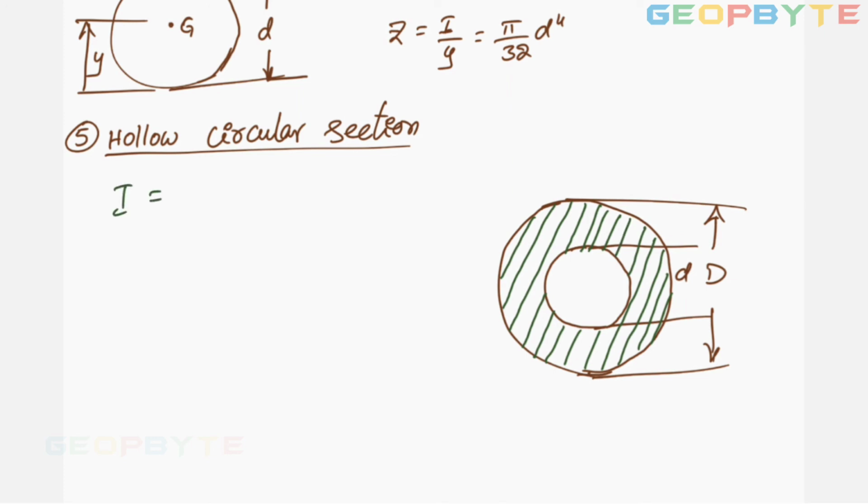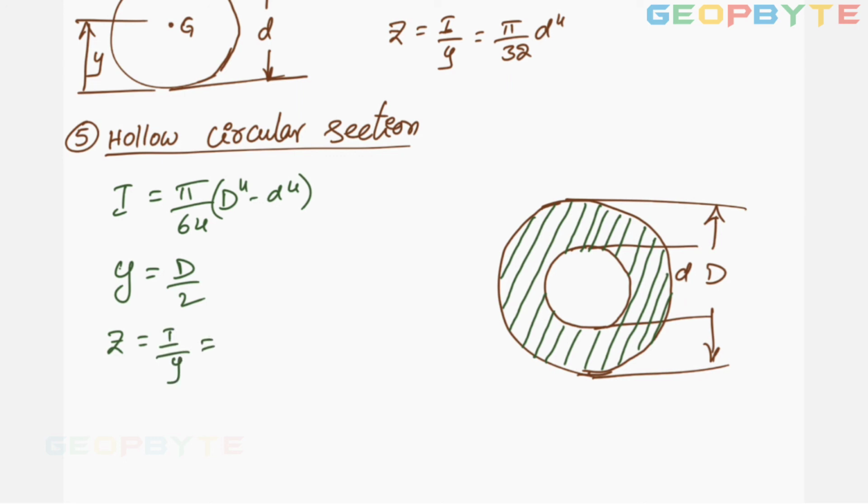For a hollow circular section, I equal to pi by 64 into capital D power 4 minus small d power 4. These are all the formulas we studied with the moment of inertia. And y equal to capital D by 2, Z equal to I by y. Simplifying this value, we get pi by 32 into capital D power 4 minus small d power 4 by capital D. That is how you can decide the section modulus for different geometric sections.